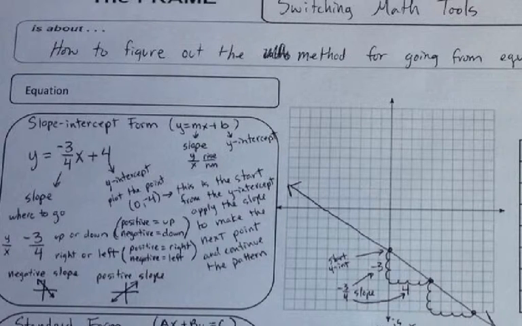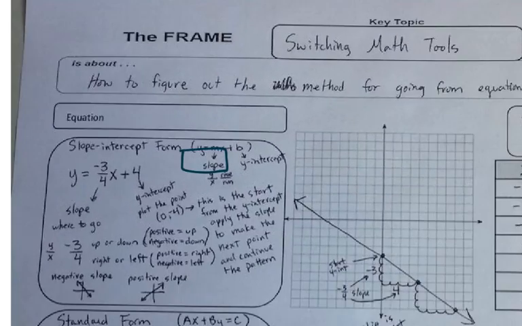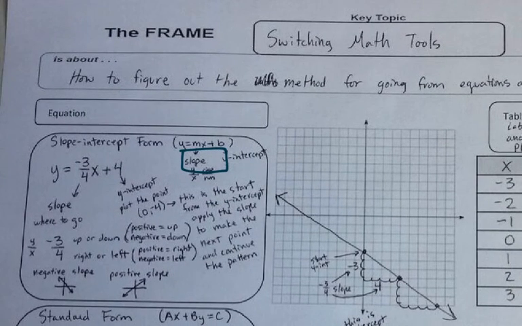But when we're dealing with equations, we typically think of slope as a fraction. We call it rise over run. I don't know if that's any easier to read, probably not. So we'll just zoom back out. Okay, so here's an example. y equals -3/4 x plus 4.